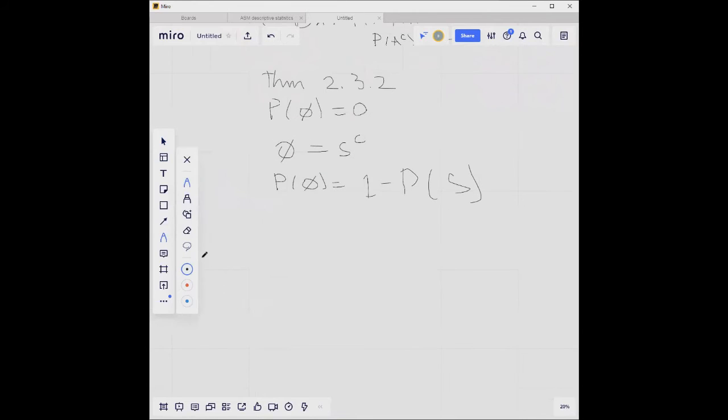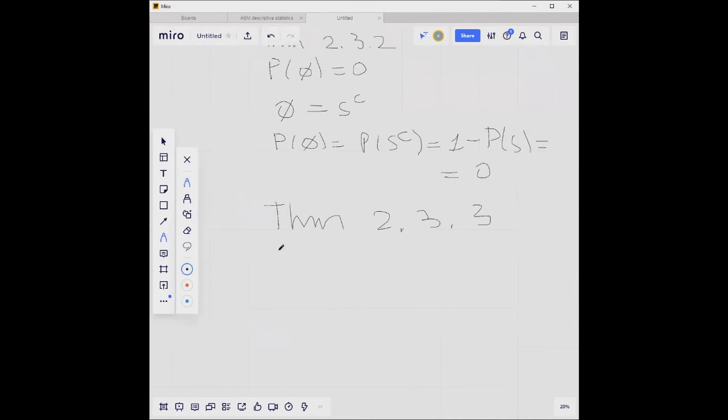Or let me be a bit more clear. So the probability of the empty set is equal to the probability of S complement, which is 1 minus the probability of the sample space, which is 1 minus 1, which is 0. All right, next theorem. Theorem 2.3.3. If A is a subset of B, then the probability of A is less than or equal to the probability of B.